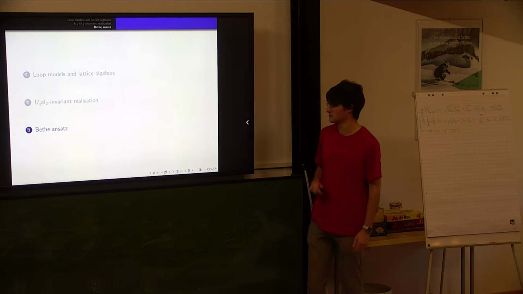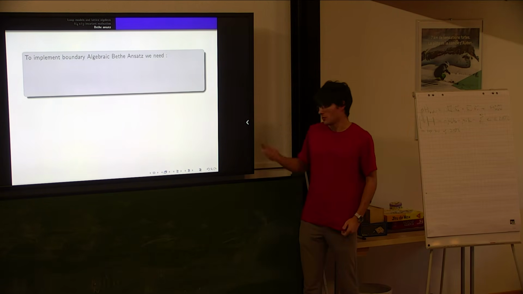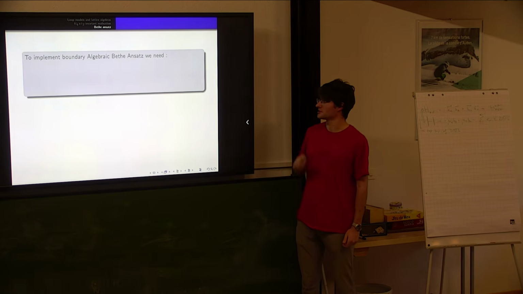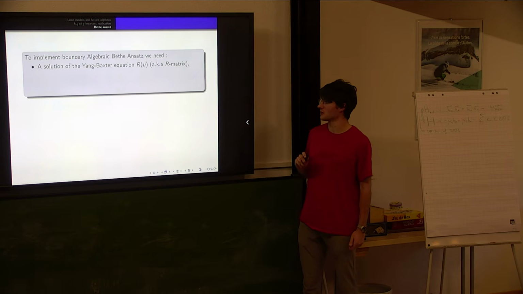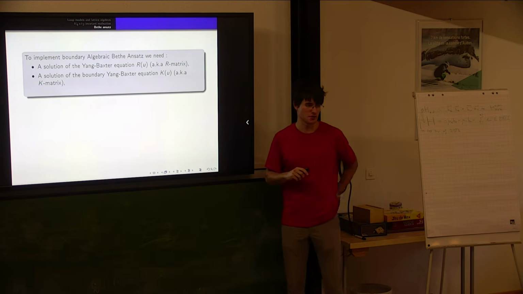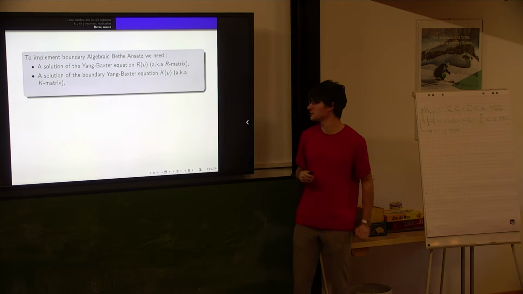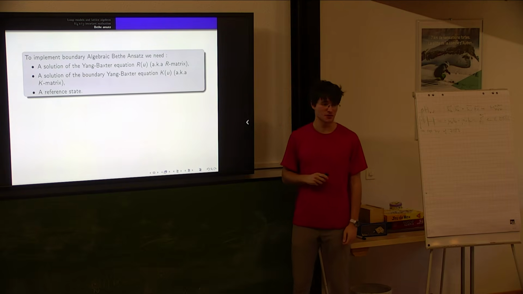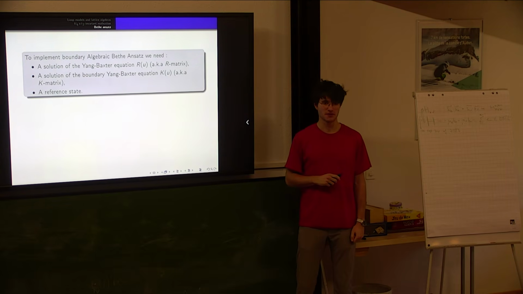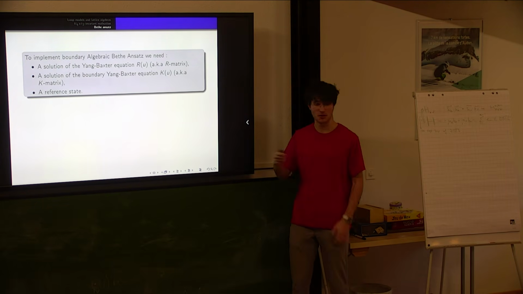because you can do just algebraic Bethe ansatz. Okay, so why can you do it? It's because for algebraic Bethe ansatz, you need what? You need a solution of a Yang-Baxter equation, so an R matrix. You need a solution of a boundary Yang-Baxter equation, so a K matrix, a reflection matrix to impose boundary conditions. And you also need a reference state. And here in this Uqsl2 invariant realization, we have all these ingredients.